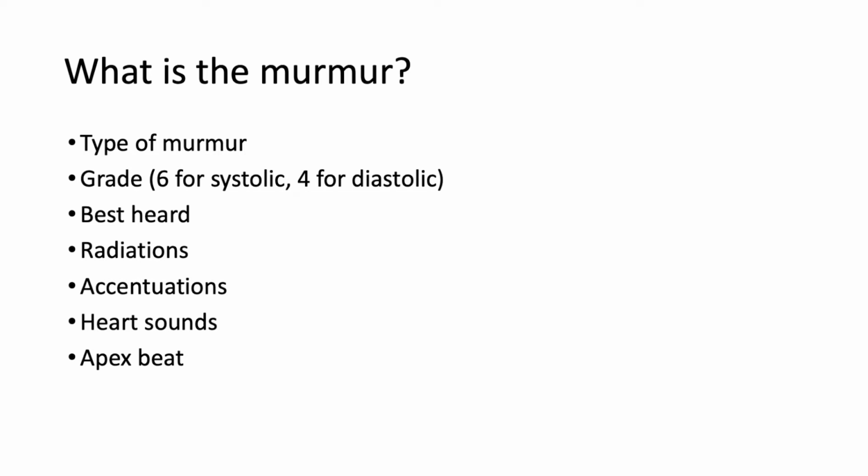Do note that in terms of grades of murmur, there are 6 grades for systolic murmurs and only 4 grades for diastolic murmurs. For accentuations, do make a show of the maneuvers, and also remember to ask the patient to take a deep breath in and out, keeping in mind that right-sided murmurs accentuate with inspiration and left-sided murmurs accentuate with expiration. You can use the mnemonic RILE.